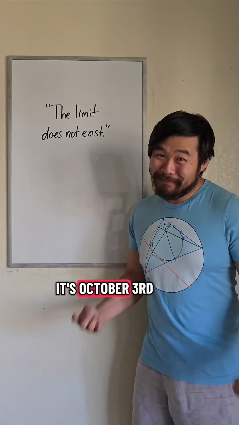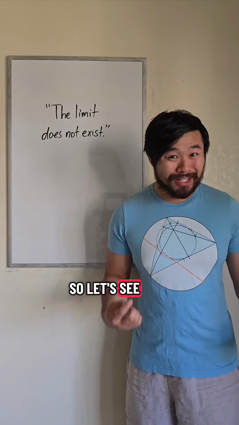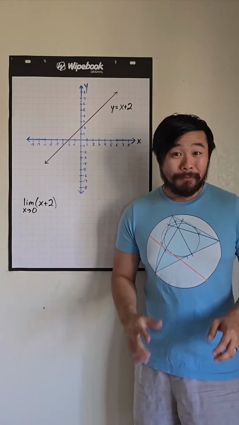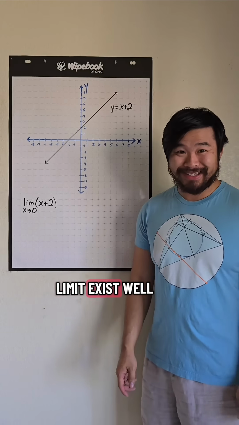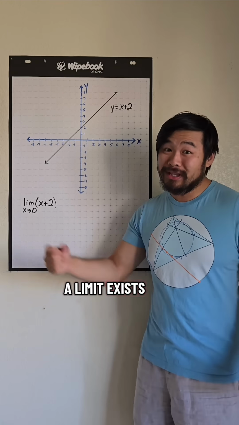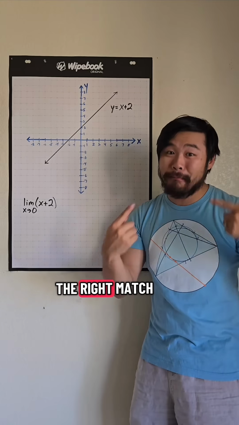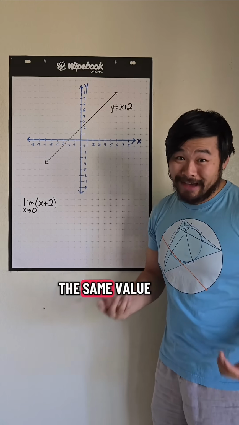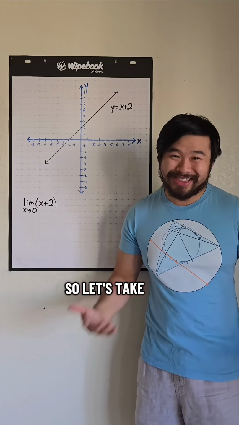It's October 3rd, Mean Girls Day, so let's see when the limit does not exist. Well, first, when does a limit exist? Well, a limit exists if the limit coming from the left and from the right match, if they're approaching the same value.